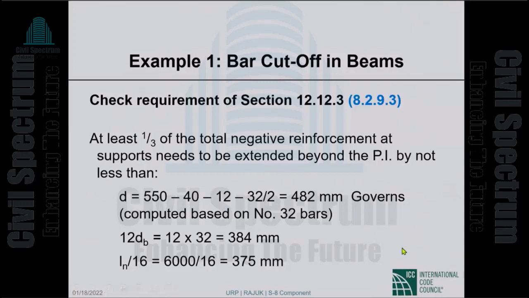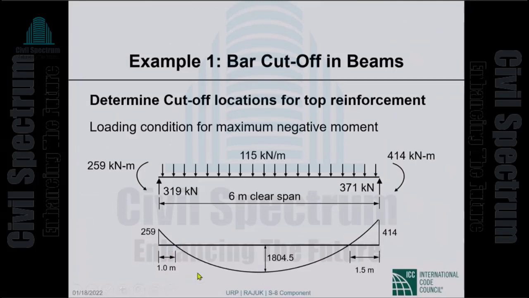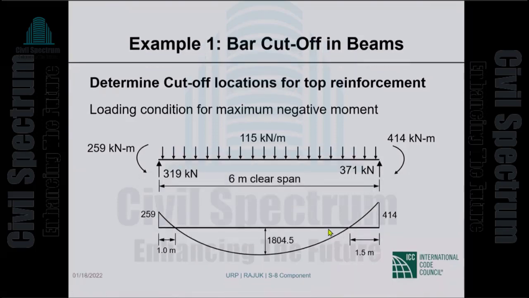So we need extension of 482 from the inflection points, and the inflection points are at 1 meter and 1.5 meters. So we could go 1 meter plus the extension, and here we could go 1.5 meters plus the extension, and that's precisely what has been done. These bars have been extended to 1.5 meters, and those bars have been extended to 2 meters, 1.5 meters to the inflection point plus 0.5 meter beyond the inflection point.